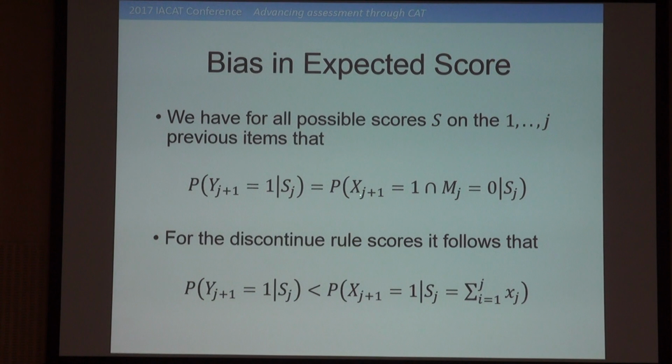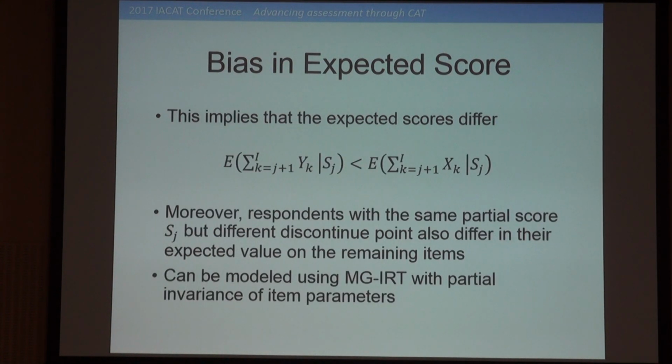This means that this thing is smaller, unless you go only in the first few items, which I will show next. So if you can't really apply the discontinue rule, you will have equality. In all other cases, once the discontinue rule can be applied, this is really truly smaller than this probability. So you have a smaller expected value on every item.